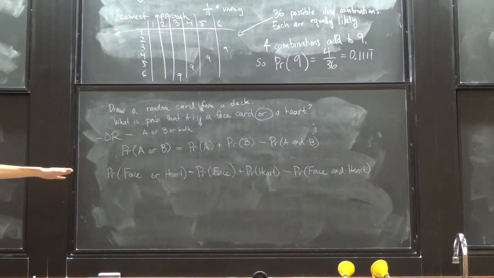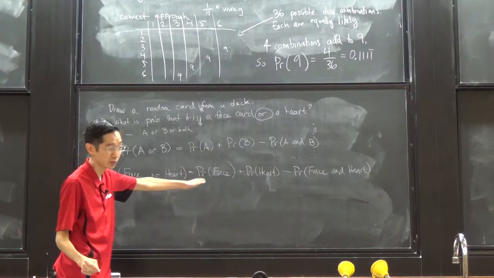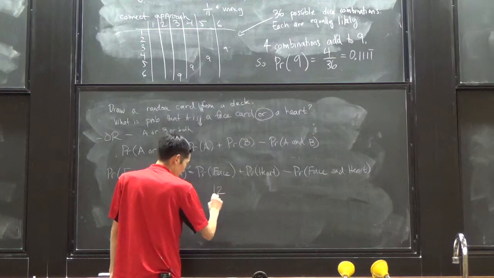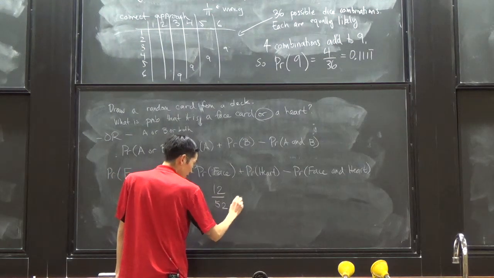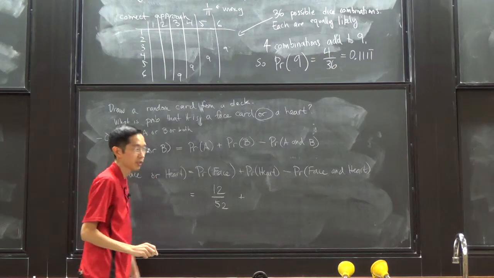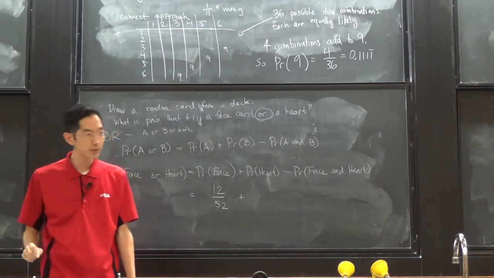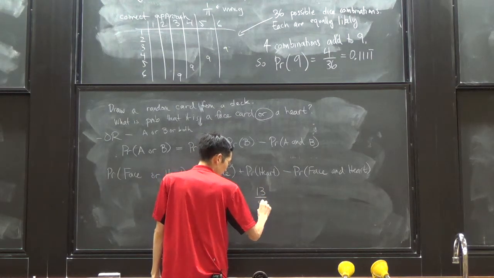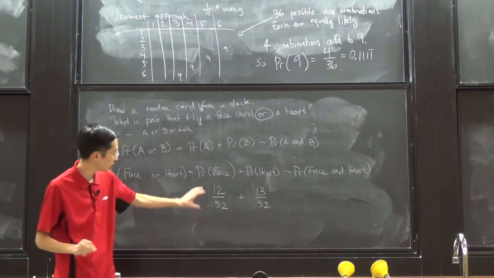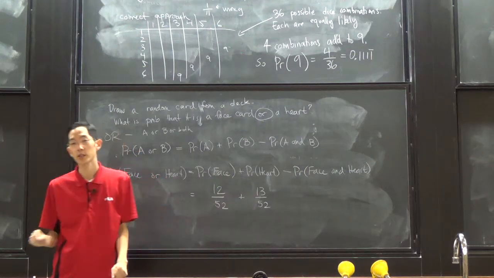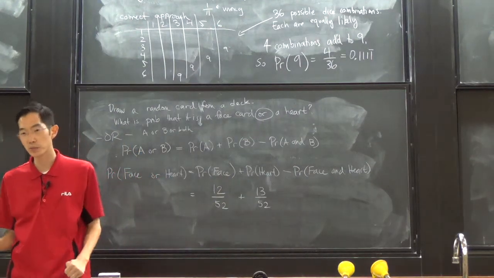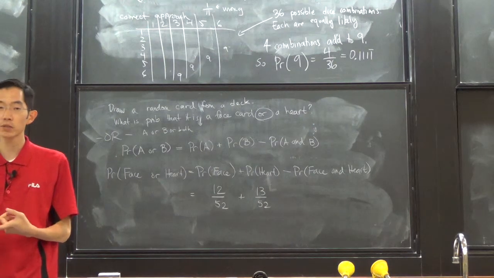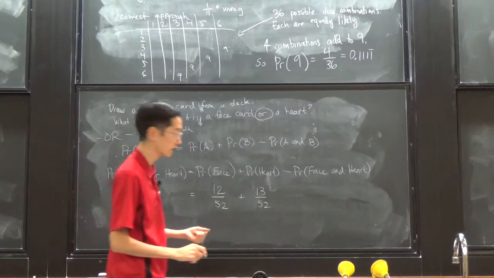So we already calculated the probability of drawing a face card, and what was that probability? 12 out of 52. What is the probability of drawing a heart? 13 out of 52, or 1 out of 4. Okay. And if I were to just stop right here, my answer would be wrong. And why would it be wrong? Because there's overlap. I am double counting the face cards that are hearts.